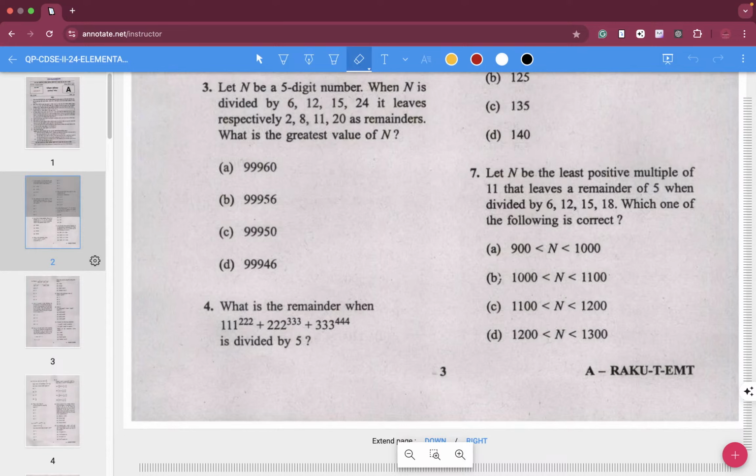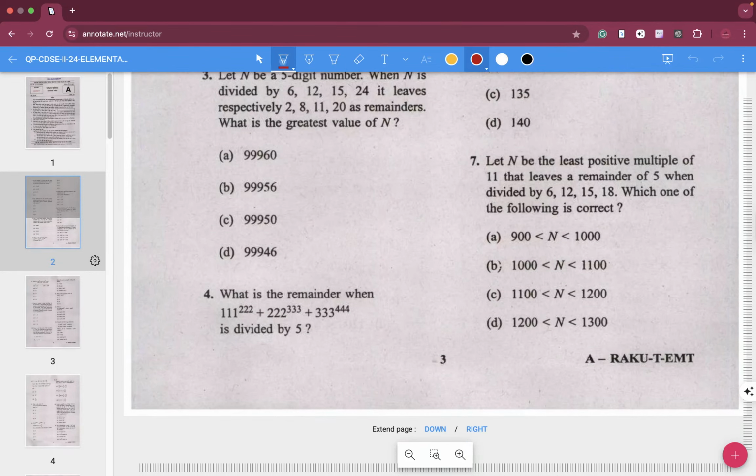Now let's move on to question number 4. They are asking what is the remainder when this number, 111 raised to the power 222, plus 222 raised to the power 333, plus 333 raised to the power 444, is divided by 5.